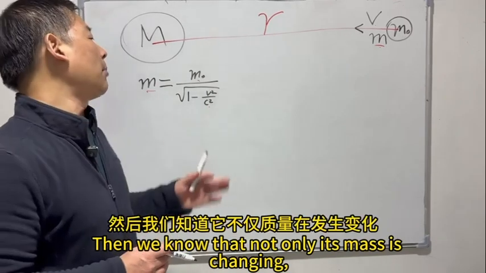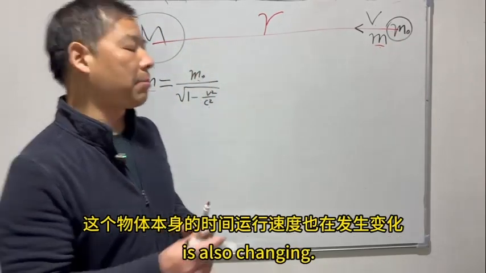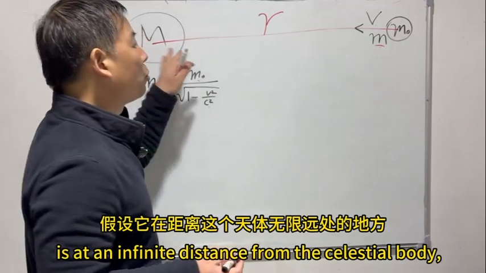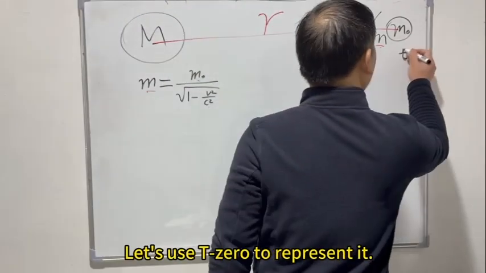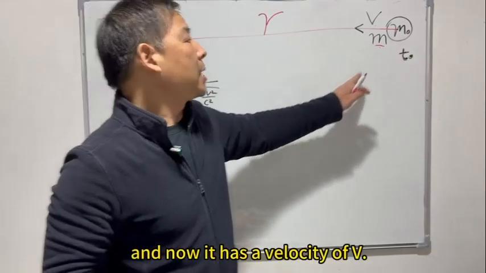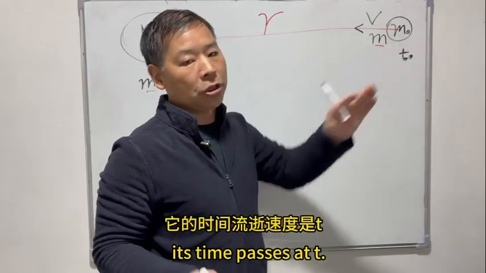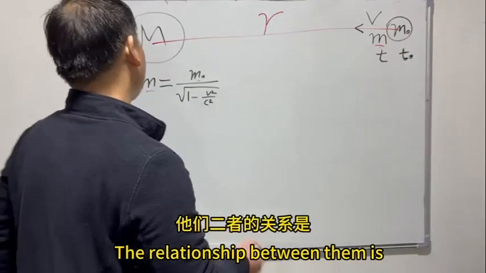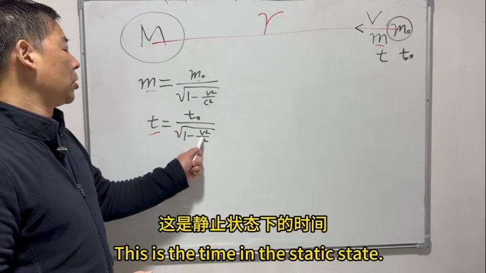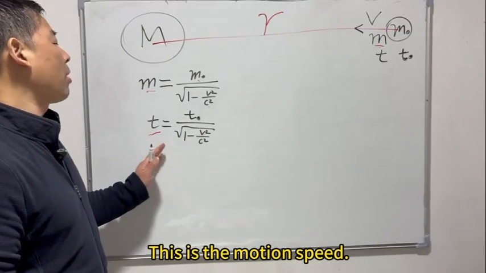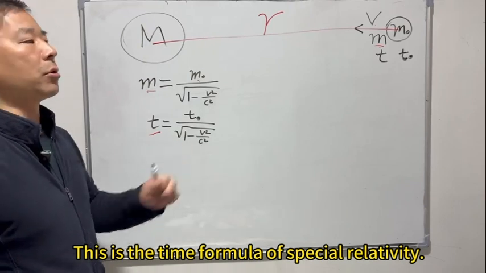Then we know that not only its mass is changing, but also the time running speed of the object itself. Suppose at an infinite distance from the celestial body its time flow is t0. And now it has a velocity of v and is r away from the celestial body, and its time passes at t. This is the time in the moving state, this is the time in the static state, and this is the motion speed. The relationship between them is like this. This is the time formula of special relativity.